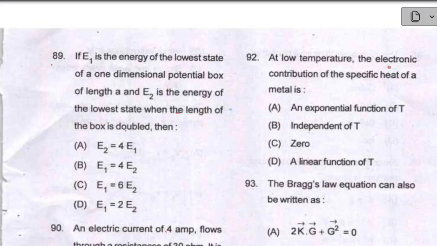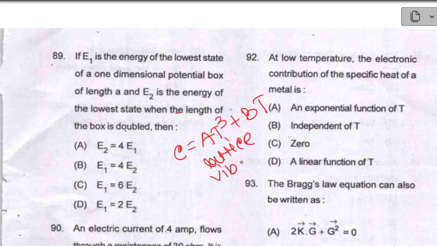92. At low temperature, the electronic contribution to the specific heat of a metal is? We know at low temperature there are two contributions to specific heat, and that is given as A T cube plus B T. One is from lattice vibration, and that is proportional to the cube of the temperature, and the other is the electronic contribution, and that is linearly proportional to T. So this is a linear function of temperature T. So D is your correct option.